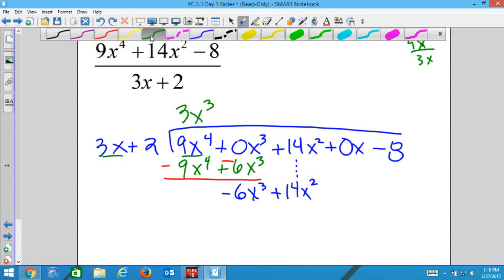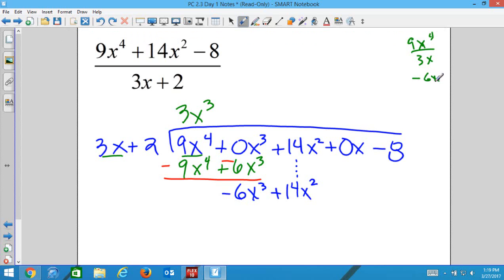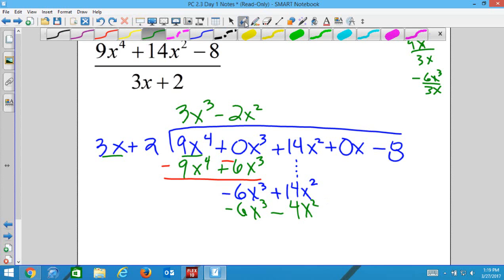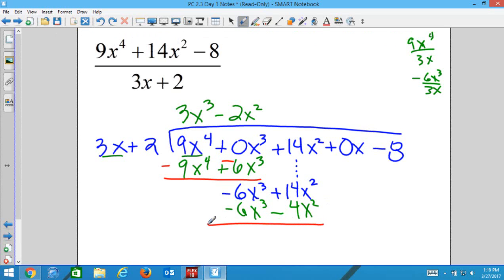So now we take 3x into negative 6x cubed. If you don't know what that is, go off to the side. Negative 6x cubed divided by 3x gives me what? Negative 2x squared. We distribute it. We got negative 6x cubed minus 4x squared. Draw the line, change the signs.